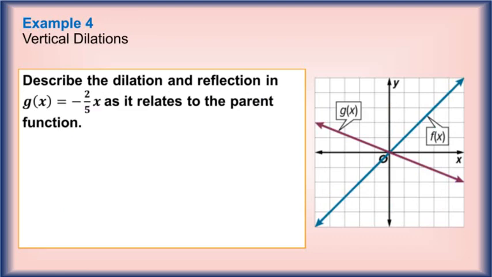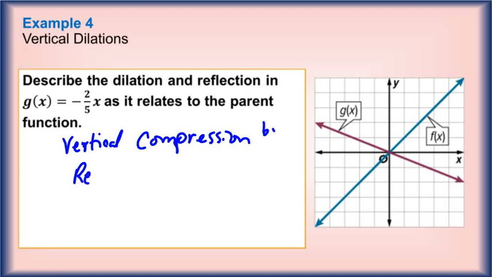Next, describe the dilation and reflection in g of x equaling -2/5x as it relates to the parent function. So here we're not graphing, we're not writing the equation, we just have to describe the dilation. So g of x is the transformed function. So we know 2/5, it's not in parentheses, so this is a vertical compression. It's compression because it's less than 1, but greater than 0. There's a reflection, and we'll do compression by 2/5, and it's reflected over. It's now affecting the y coordinates, so it's reflected over the x-axis.